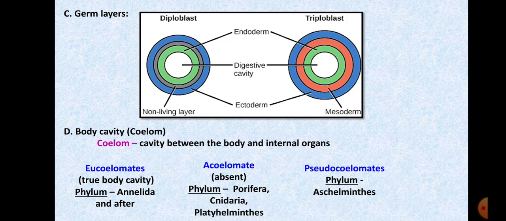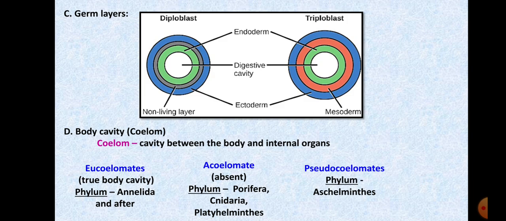Yes or no? Now whichever phylum comes after Annelida, that we will be studying in detail when we start with the non-chordates. All the animals present in phylum Annelida and in the phyla after Annelida have this body cavity, right? So these animals which have a true body cavity developed from the mesodermal layer are called eucoelomates. Eu means true, developed. It comes from the word eukaryotic, if you all remember.